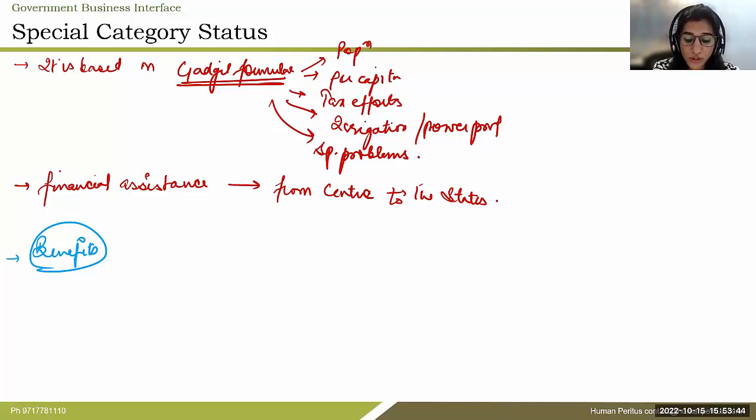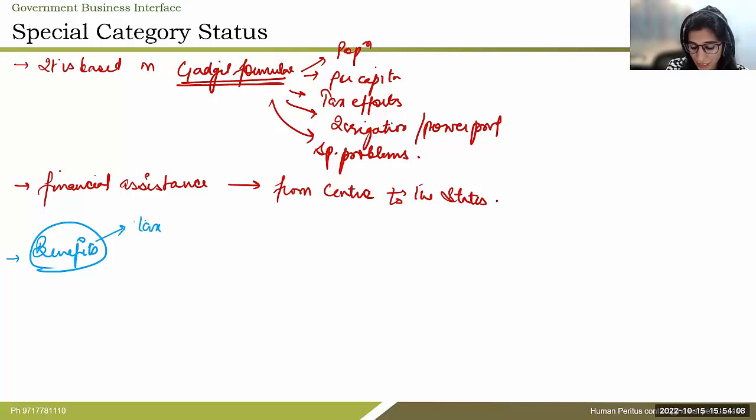So there were also... what was the basic theme behind giving this special category status? It was that these states which are being considered backward in particular aspects can be given some kind of benefit so that they can actually match up their level with the more advanced states. All right. So what benefits do they get?